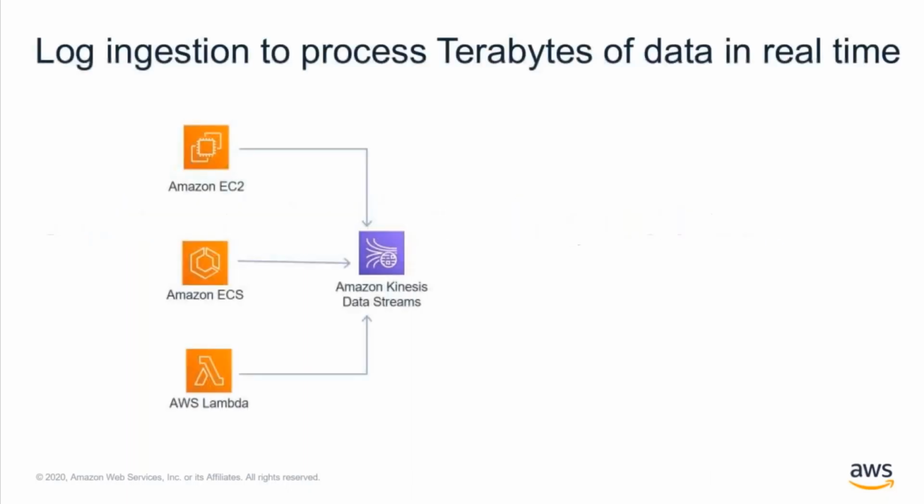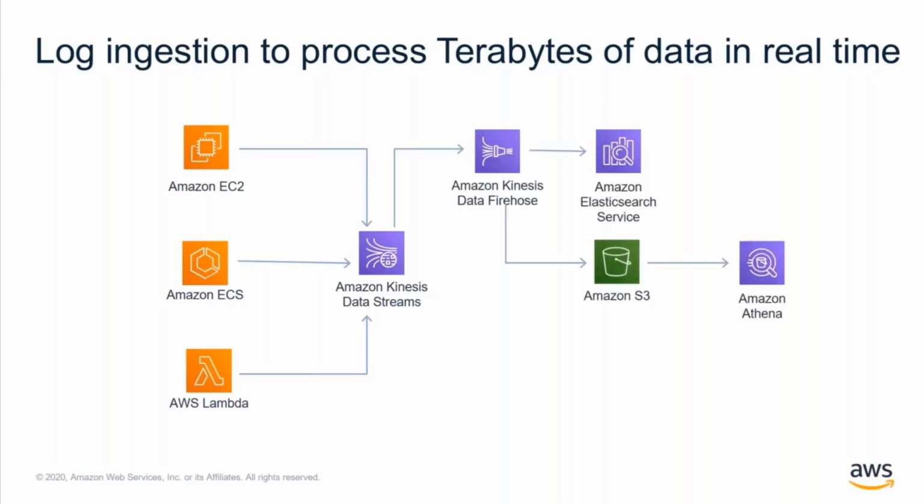The first one is really about log ingestion to process large volumes of data in real time. You could use Kinesis as a way to collect logs from any different application that you're running in any different compute infrastructure. It could be Amazon EC2, could be ECS, Lambda. So you've got a lot of metrics and logs, a lot of data that's being collected here. Say you want to pull all of the data, and then you can collect that in Kinesis data streams, and then use Firehose to deliver the data to Elasticsearch or to Amazon S3.